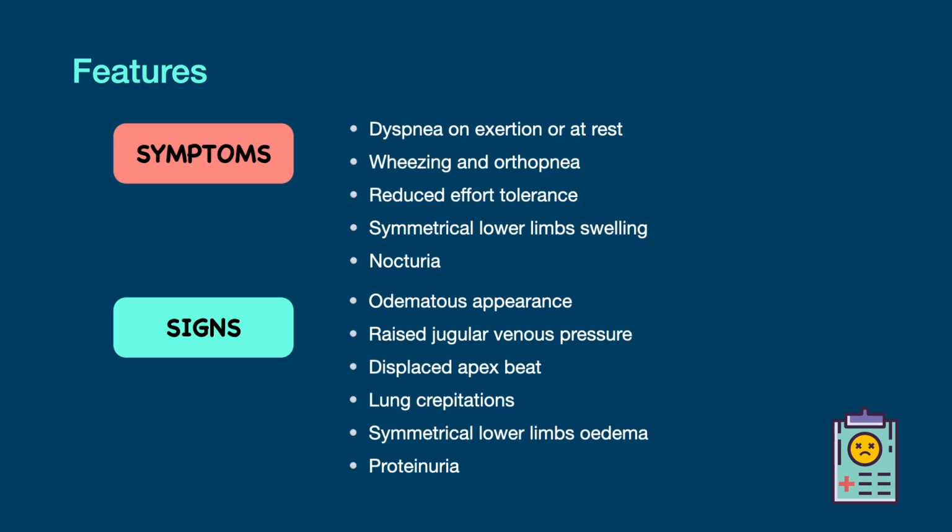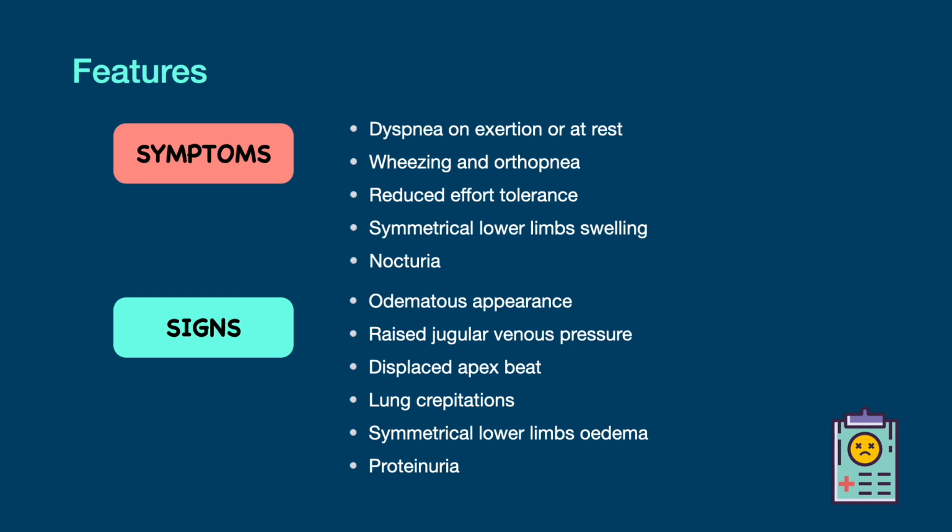Now let's take a look at the clinical presentation, which includes the symptoms and signs put together. The symptoms of cardiac failure are variable depending on the severity of the insufficiency. Among them is dyspnea, on exertion, or even at rest at a more advanced stage. You may also have wheezing, known as cardiac asthma, and orthopnea, reduced effort tolerance, symmetrical lower limb swelling, especially on the ankles, on the tibia, and on top of the foot. There's also nocturia due to nocturnal voiding of edema. Cerebral symptoms such as confusion and fear are caused by the diminished blood flow to the brain.